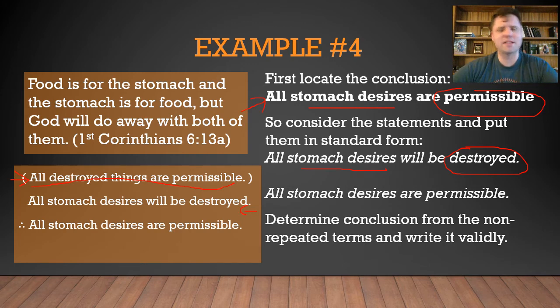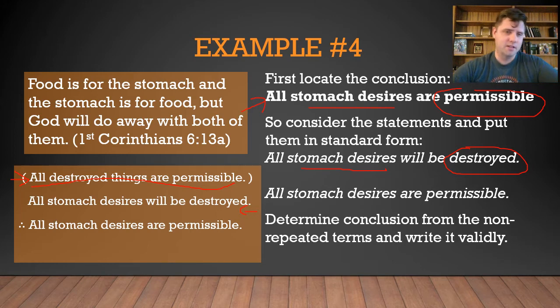So this is kind of the way this logic works. Food is for the stomach, stomach is for food. God will do away with them both. The premise that's linking those things together is destroyed things are permissible things. If it's something that's going to be destroyed, then we're okay to engage in it and to enjoy it. At least that's the way that this argument was going. And it seems that Paul was generally okay with that. What he's not okay with was what they were utilizing this form of logical reasoning to defend.